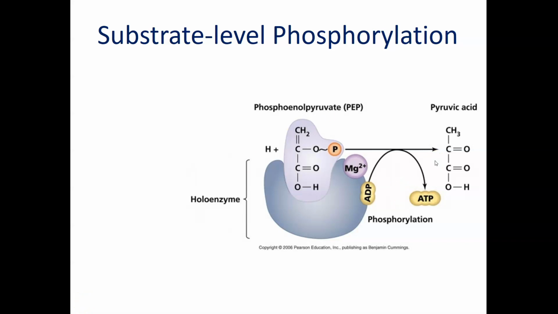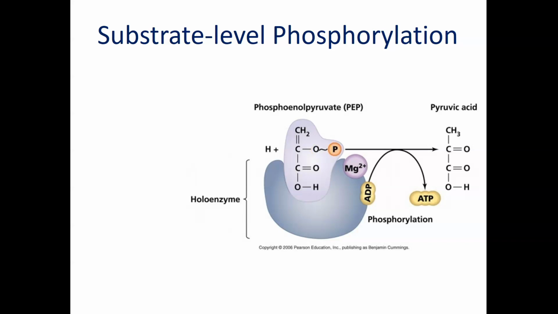Hopefully you were able to identify that pyruvate lost the phosphate that was initially on this phosphoenolpyruvate substrate. And where did the phosphate go? It was transferred to ADP, adenosine diphosphate, to become adenosine triphosphate. So as we've broken this down, that is going to liberate some energy, free up some energy.